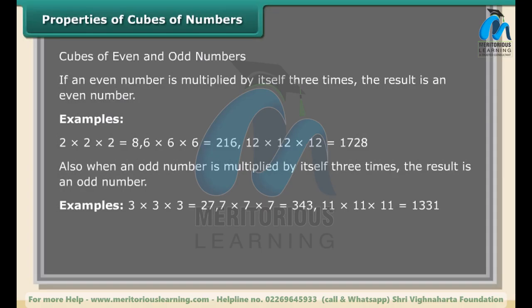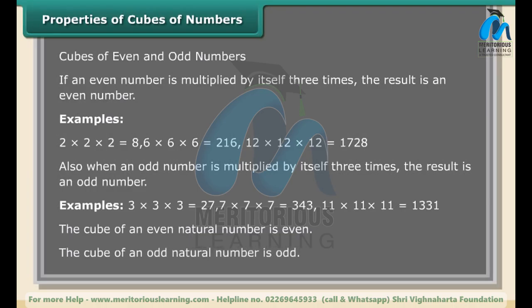Also, when an odd number is multiplied by itself 3 times, the result is an odd number. Examples: 3 into 3 into 3 is equal to 27. 7 into 7 into 7 is equal to 343. 11 into 11 into 11 is equal to 1331. The cube of an even natural number is even. The cube of an odd natural number is odd.